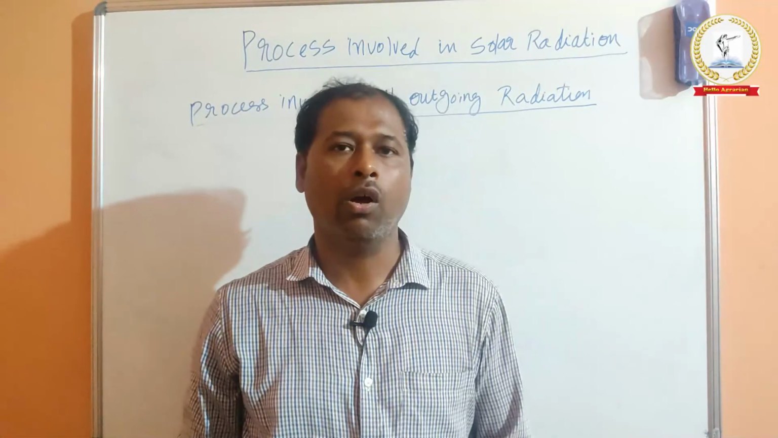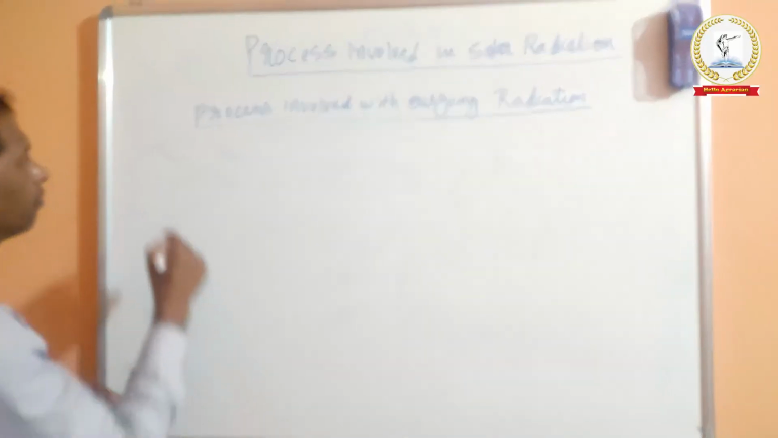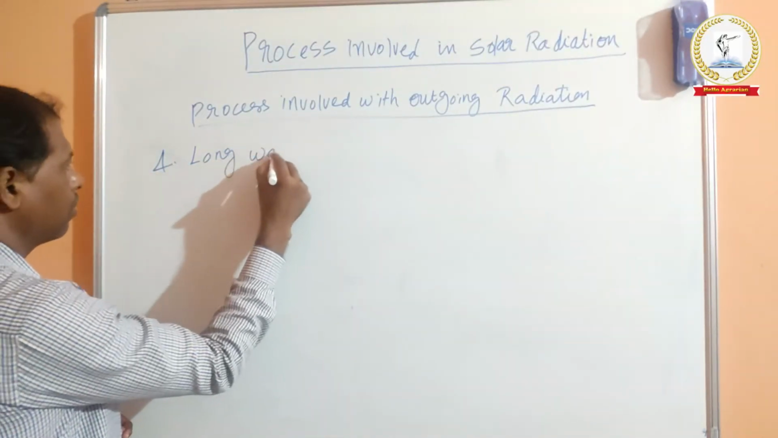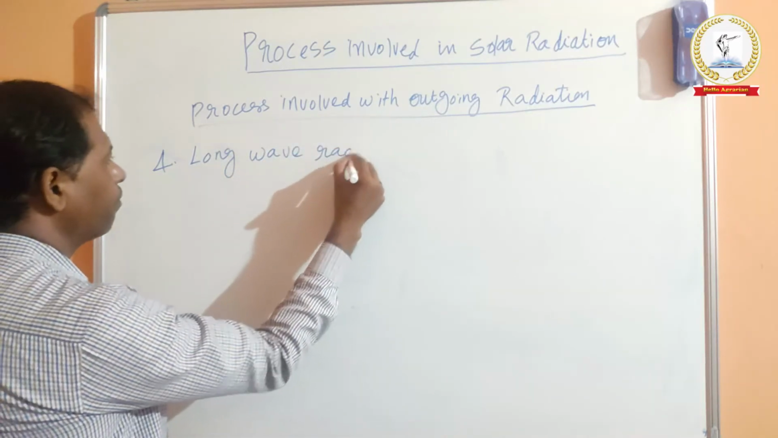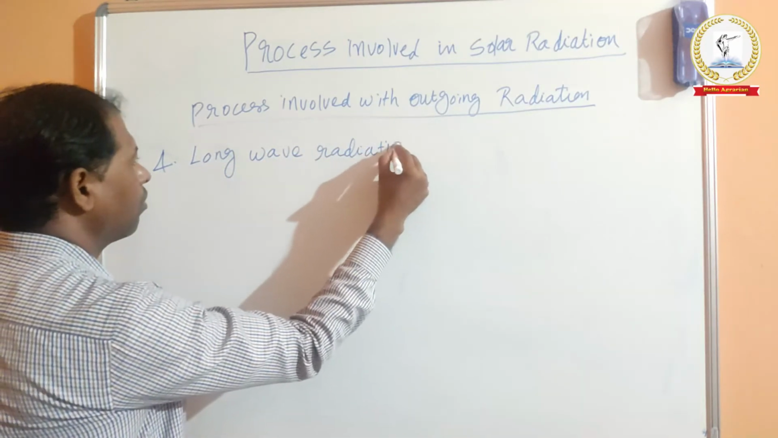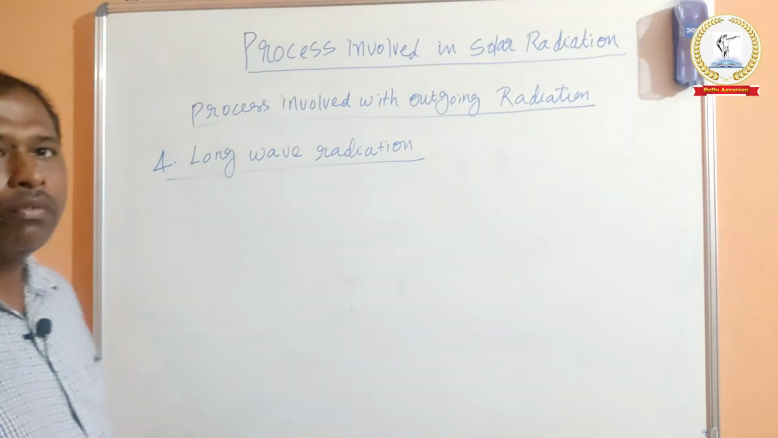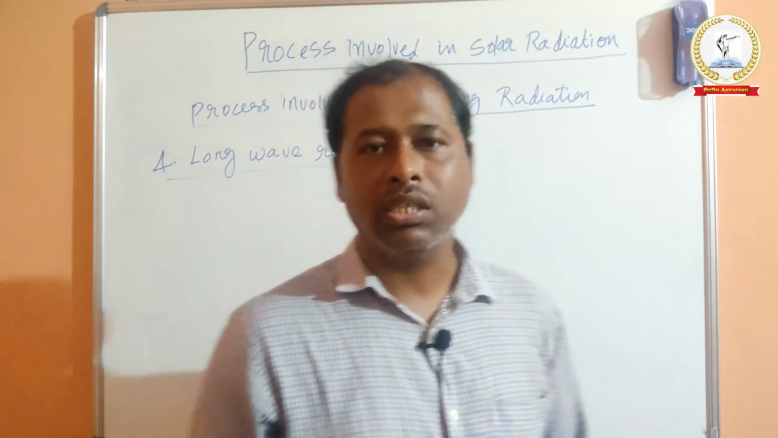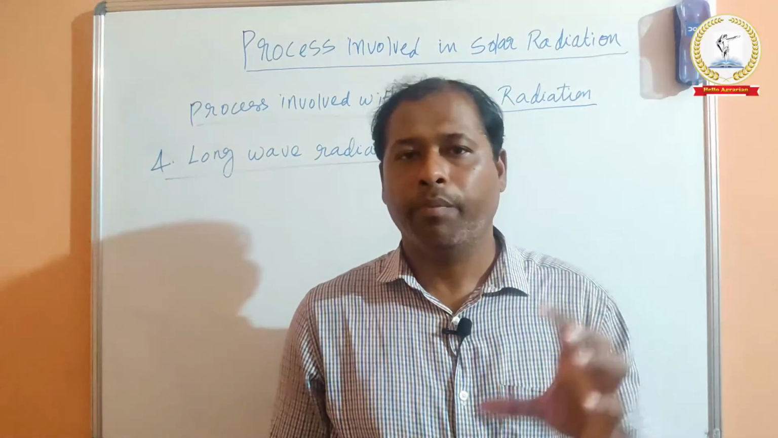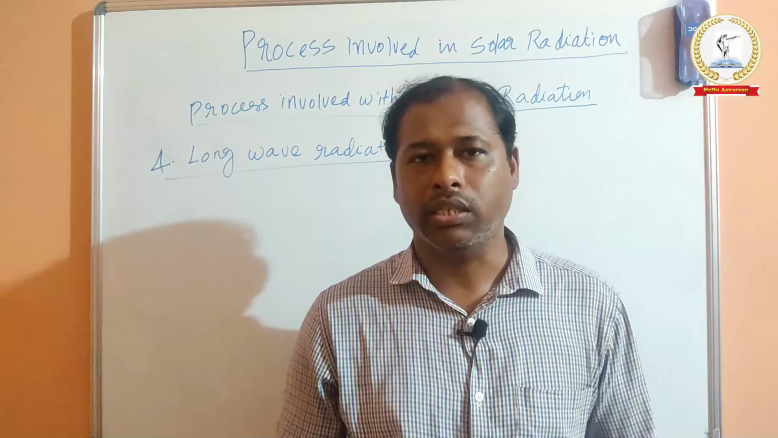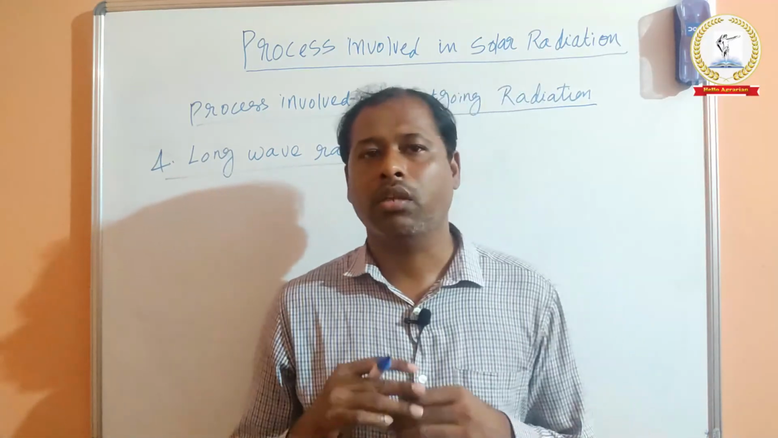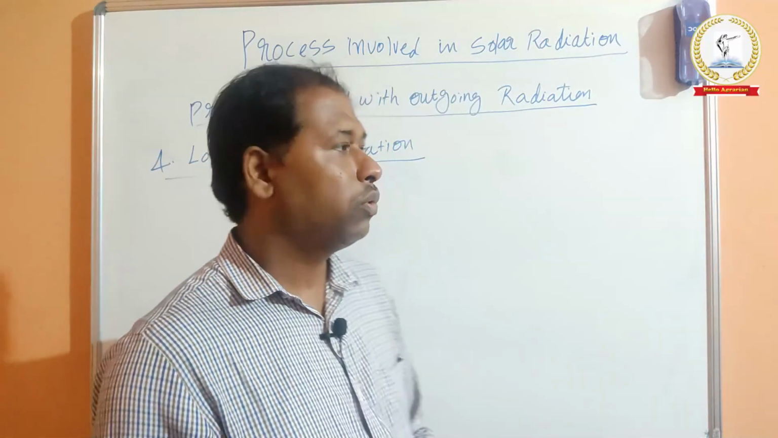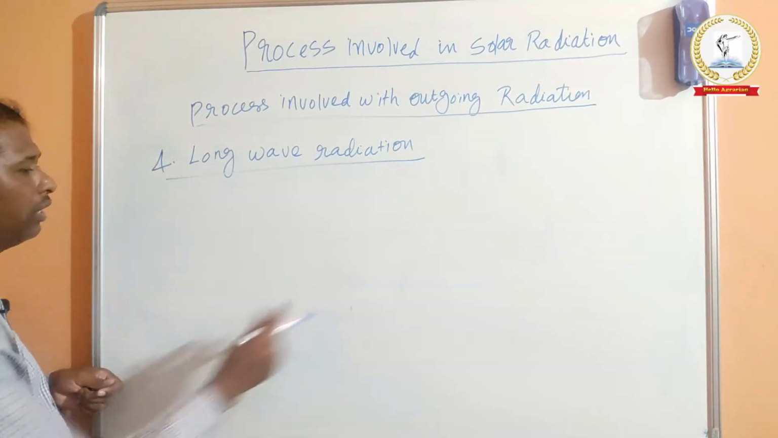And the fourth one is long wave radiation. Okay, long wave radiation. You see, a little amount of energy is directly released to space by direct long wave radiation. It means this amount of energy is not trapped by the atmosphere. So that is long wave radiation.